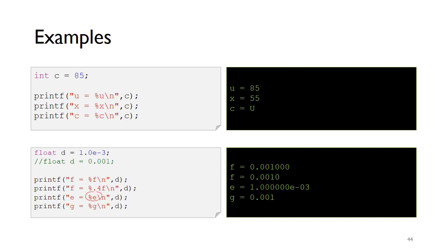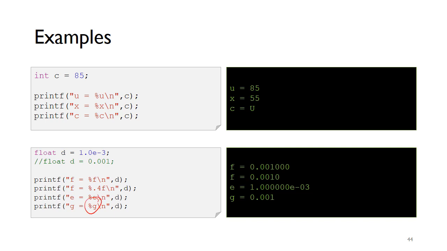that prints it in exponential format. You can combine it, so you could do %.4e if you wanted to, and it'll do 1.0000 e to the minus 3, for example. So you specify the number of decimal places as well.